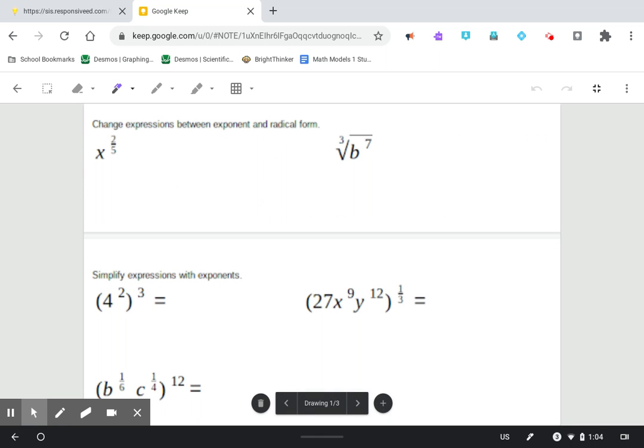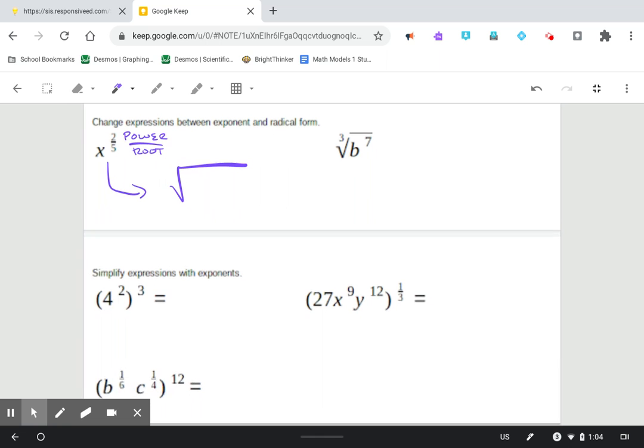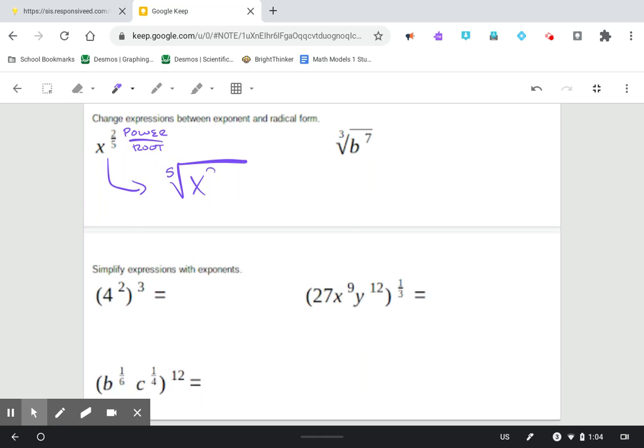First things first, it talks about changing between exponent and radical form. Remember, it's simply that the top number is the root and the bottom number, or sorry, other way around. Made a mistake there. Sorry about that. Top number is the power. The bottom number is the root. So this would become the fifth root of x squared.